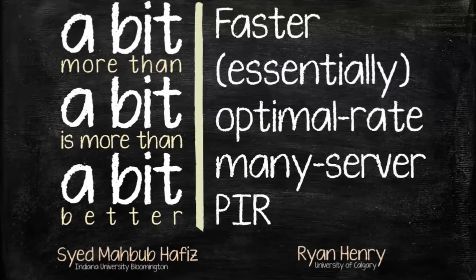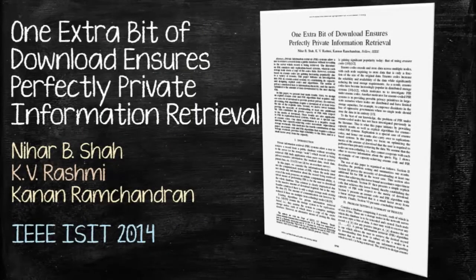Okay, so only a few more words left. So the tongue twister on the left side, this is referencing the paper that this all started from. This paper, "One Extra Bit of Download Ensures Perfectly Private Information Retrieval." I saw this paper and I thought that's an intriguing title. I read the paper and I thought, I don't quite understand what's going on here.